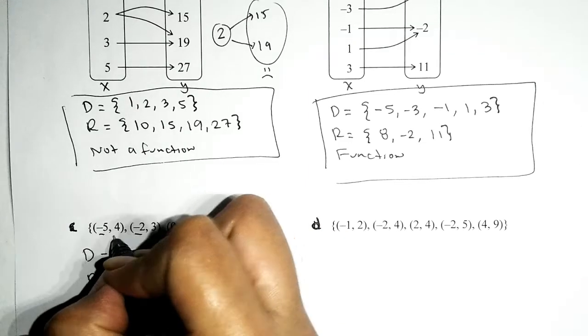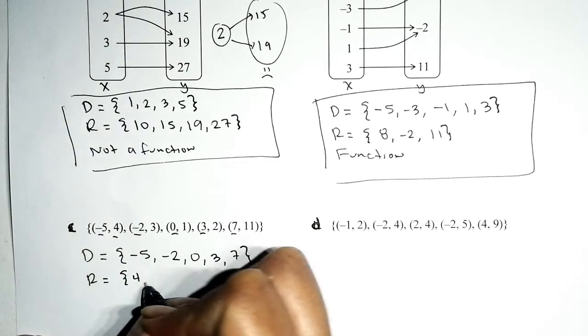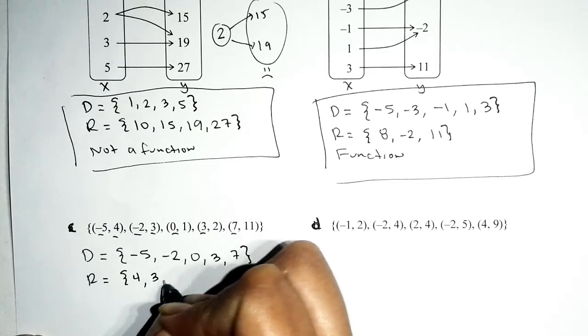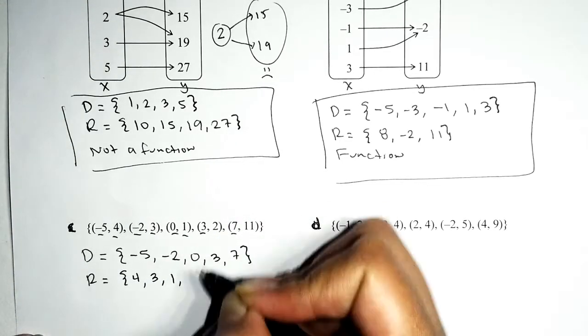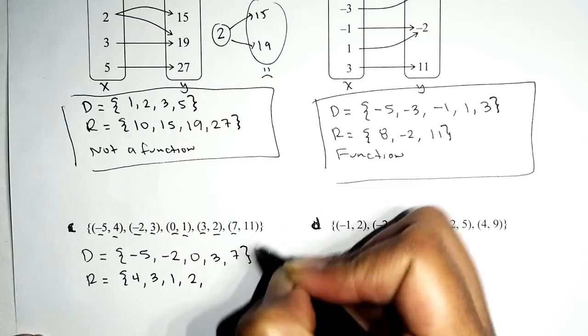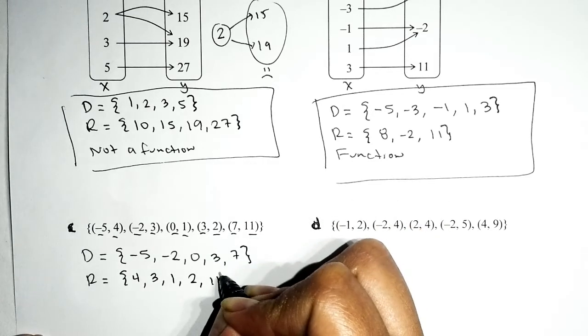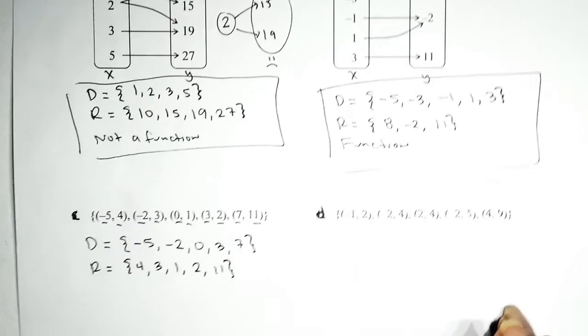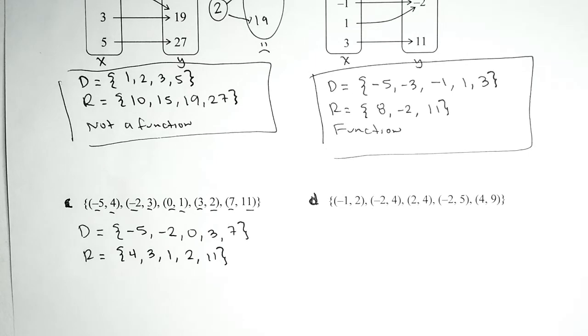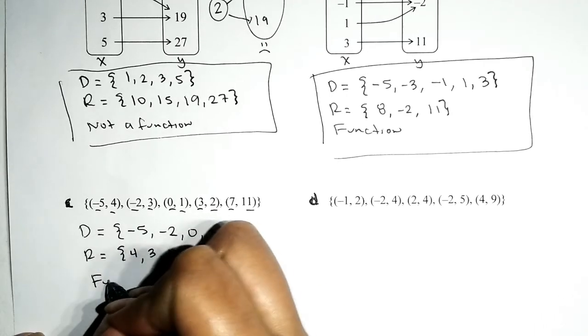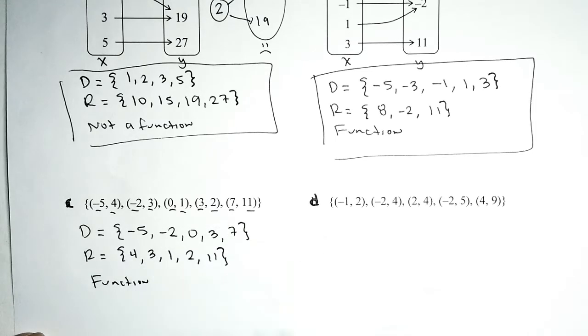Range, okay, it's going to be the set of all the output values. So it's going to be 4, 3, 1, 2, and 11. Cool. All right, so the question of the hour, is this relation a function? And the answer is yes. Why? Because each input value corresponded to exactly one output value. So we have a function. Okay, cool.